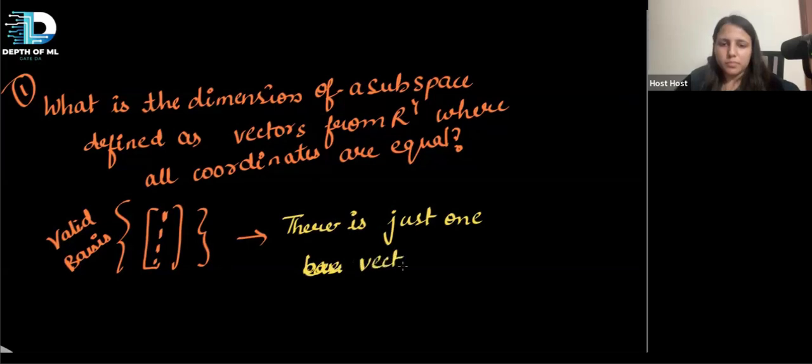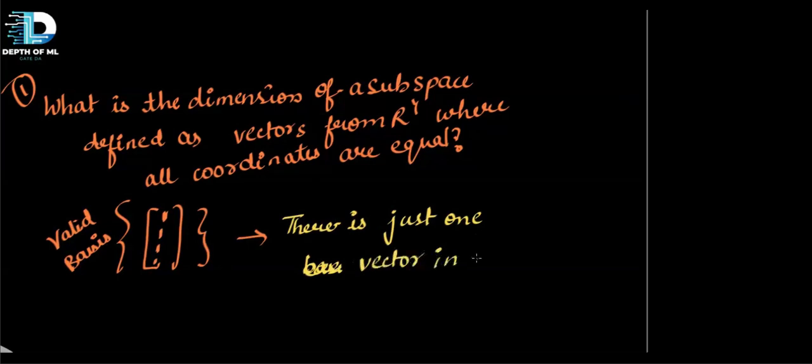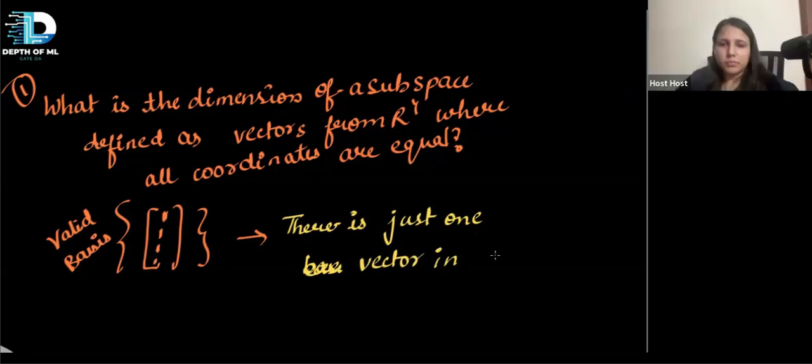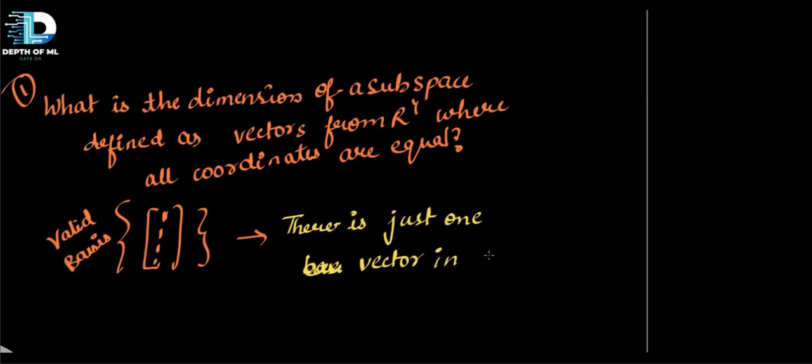Ma'am, a subspace of R4 can be a line or it can be a plane as well. How can we say with surety that the dimension will be 1? It can be 1, 2, or 3 also. Yeah, it can be.